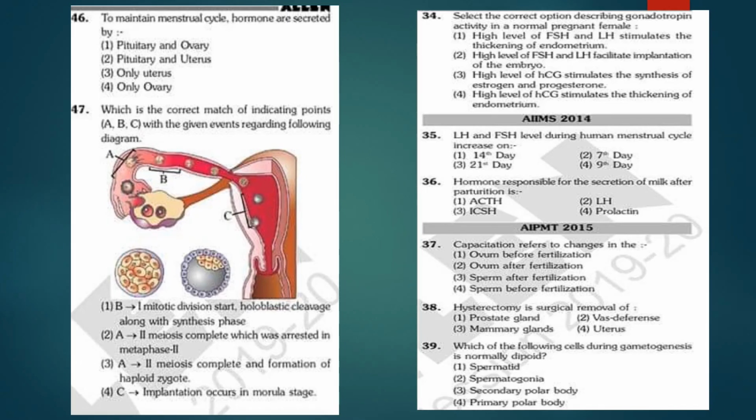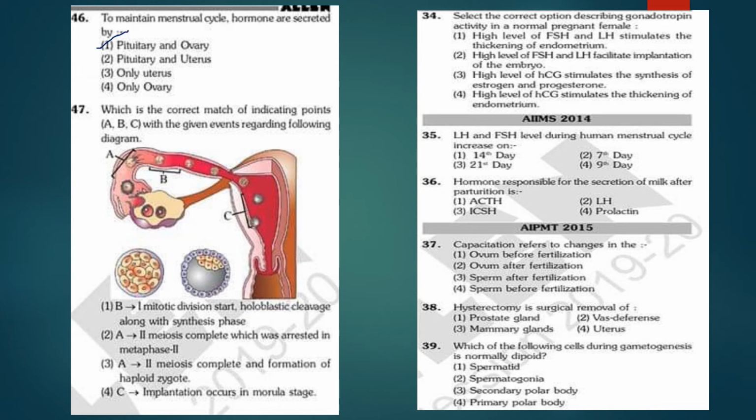Question 46. To maintain menstrual cycles, hormones are secreted by? They are secreted by the pituitary gland as well as the ovary. Because the pituitary hormones are LH and FSH, and the ovary releases the hormones estrogen and progesterone. So here the first one is the correct one.